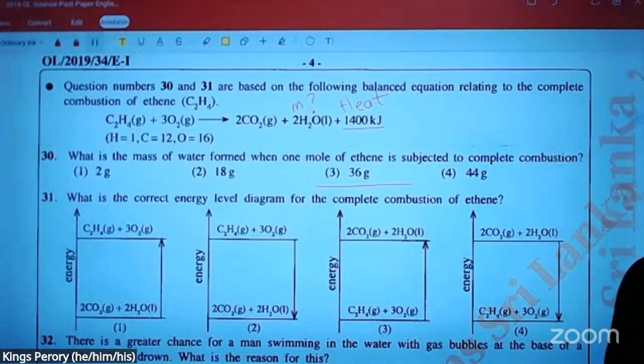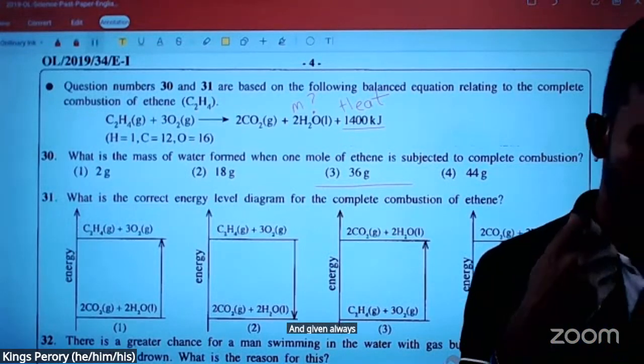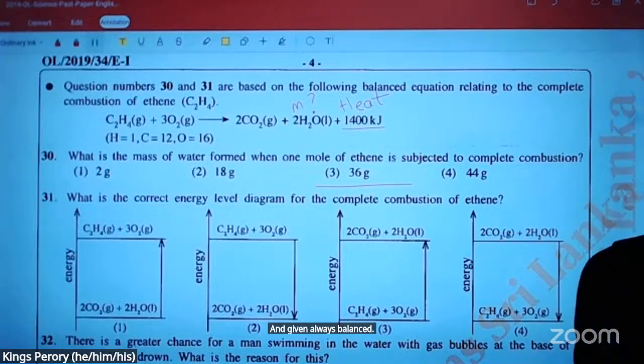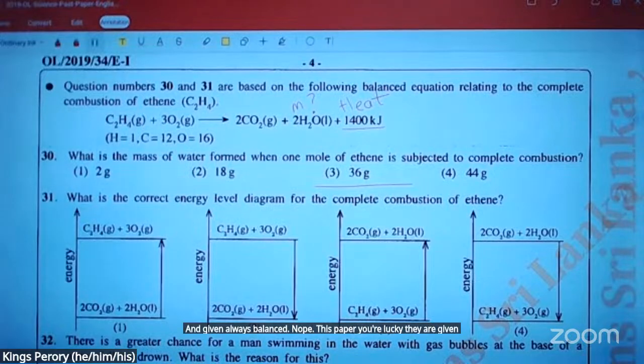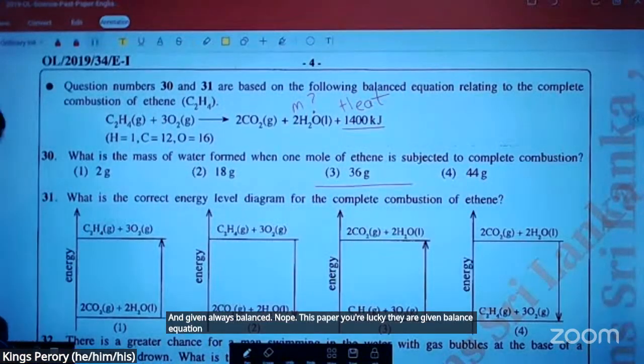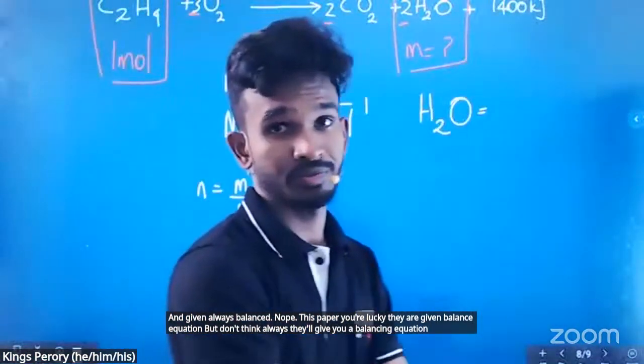Is the equation given always balanced? No. Now in this paper, you are lucky. They have given a balanced equation. But don't think they'll always give a balanced equation. You have to balance it.